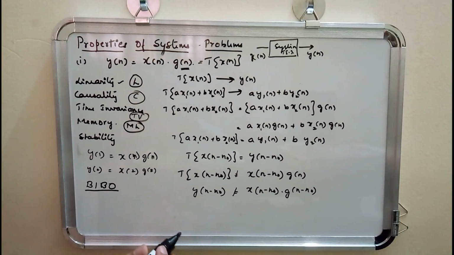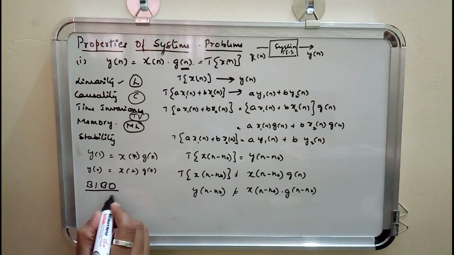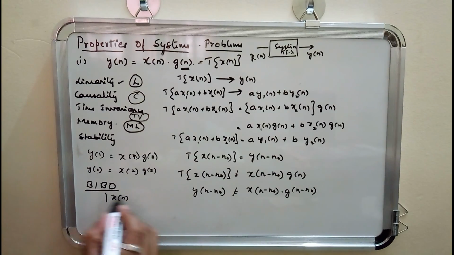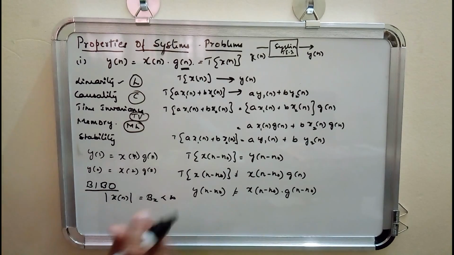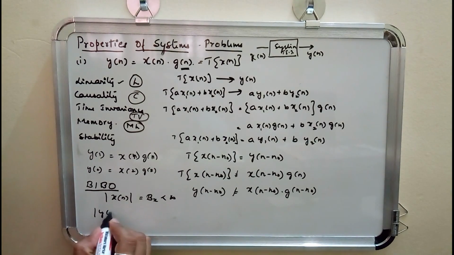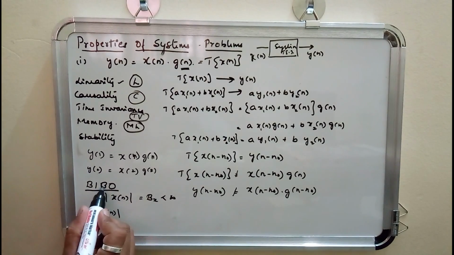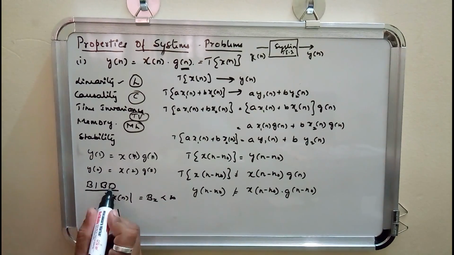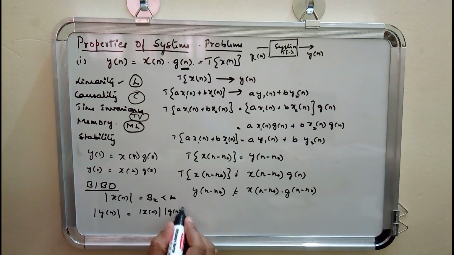Now what is the stability criteria? It is BIBO stability. Now we presume that the input is bounded. That means the amplitude of x of n is equal to some value bx which is less than infinity. So this is how I bound my input. Now I am checking whether my output is bounded. That is the meaning of bounded input, bounded output stability. You bound your input and check whether your output is bounded. Y of n is equal to, what do you get? Modulus of y of n is modulus of x of n and modulus of g of n.